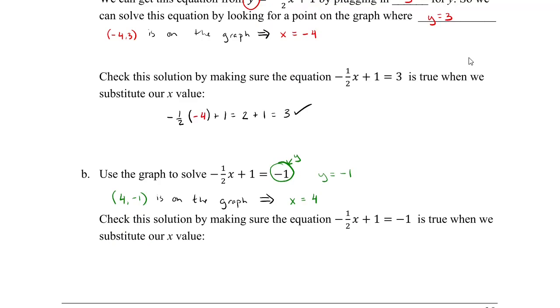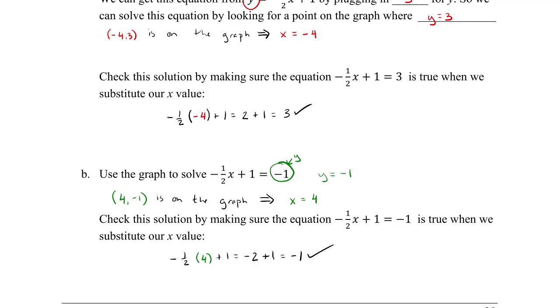And again, we can check that that really works by plugging in. So negative a half times 4 plus 1. Negative a half times 4 is negative 2. Negative 2 plus 1 is negative 1, which is what we hoped to see. So once we have the graph, we can solve the equations in one variable that we get by plugging in a value of y, just by looking at the graph.